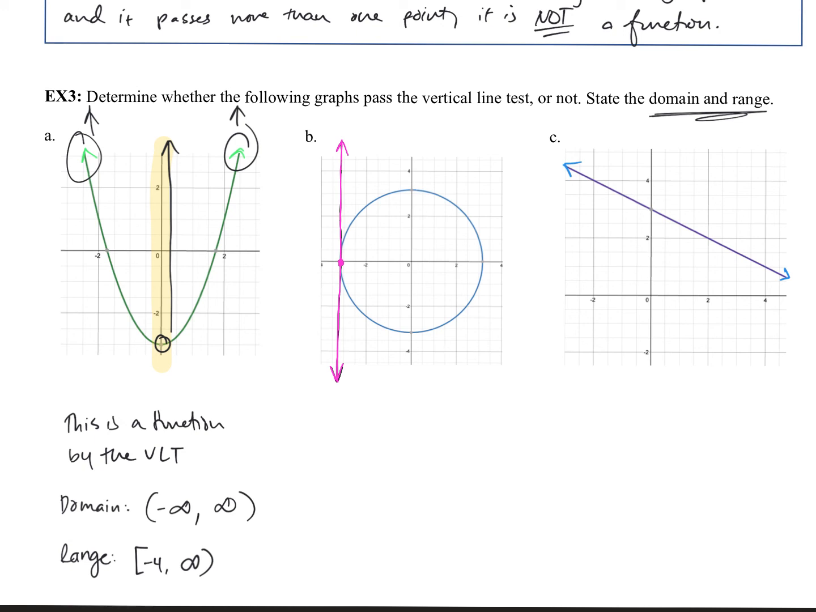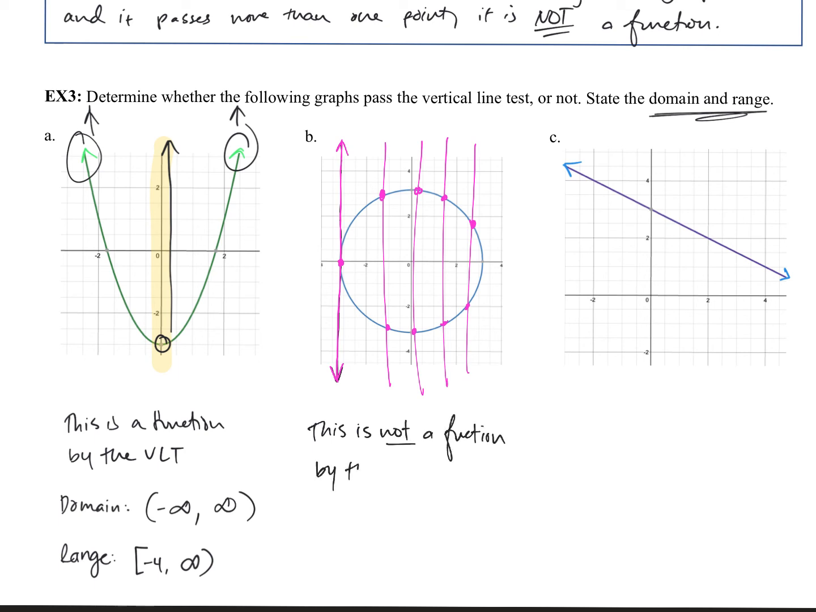But that only happens in one place. If I drop a vertical line anywhere else on my circle, what do you see happens? Each line hits 2 points. Okay, this one is not a function. And once again, we state our reason by the vertical line test. You can use VLT for vertical line test. Why is it not a function? When I dropped this one vertical line, it hit my graph in 2 points. That means it's not a function.